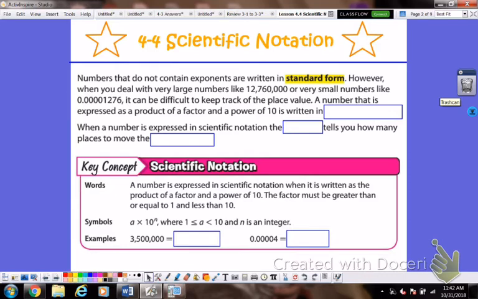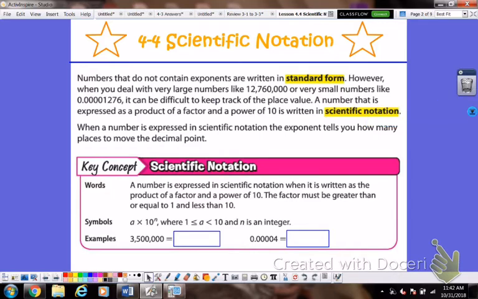However, when you deal with very large numbers like 12,760,000 or very small numbers like the decimal here, it can be difficult to keep track of the place value. A number that is expressed as a product of a factor and a power of 10 is written in scientific notation. When a number is expressed in scientific notation, the exponent tells you how many places to move the decimal point. So scientific notation is all about moving that decimal point.